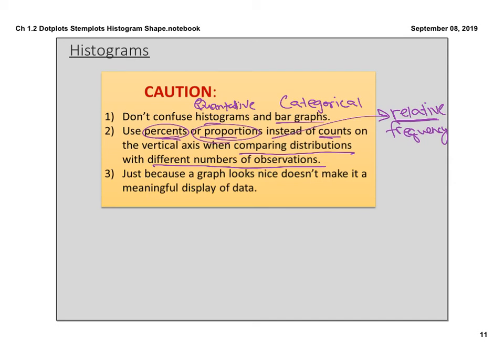And then it says, just because a graph looks nice doesn't make it a meaningful display of data. We talk about this a lot. Data is raw in this class. It's real. It's not always going to be pretty. It's not always going to look really nice. Just because something looks really nice doesn't mean that it's a good graph. You need to make your data accurate, and sometimes that means it's not going to look really pretty.